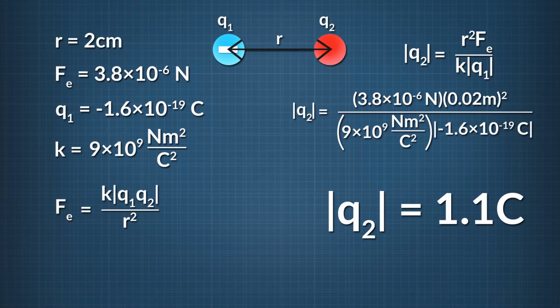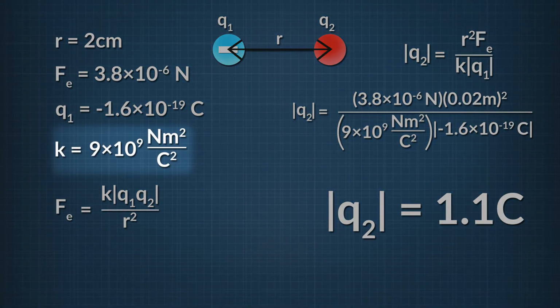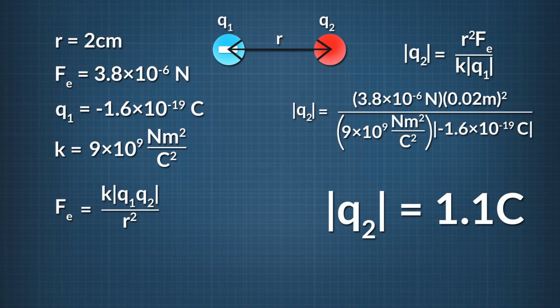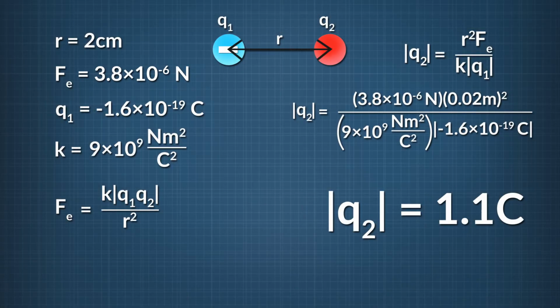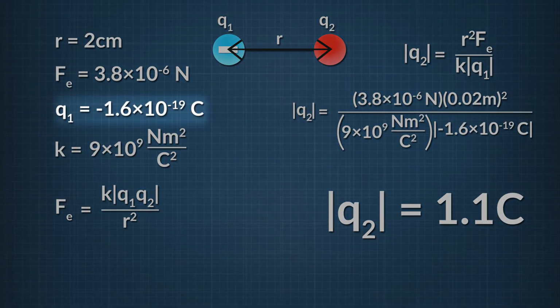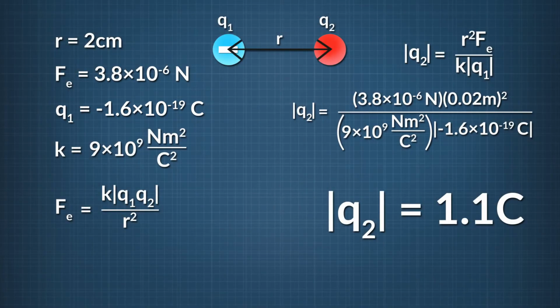The first thing we want to do is write down Coulomb's law and all the parts we were given. We know that K, the Coulomb's law constant, is 9 times 10 to the 9th Newton meters squared per Coulomb squared. We also know from the problem that the electric force between the charges is 3.8 times 10 to the negative 6 newtons. And we're told that one of the charges, Q1, is an electron, which means it has a charge of negative 1.6 times 10 to the negative 19th coulombs. We needed to solve for the magnitude of the second charge, Q2.